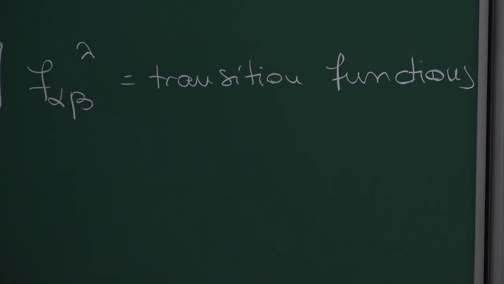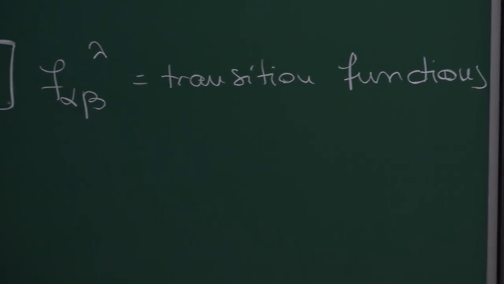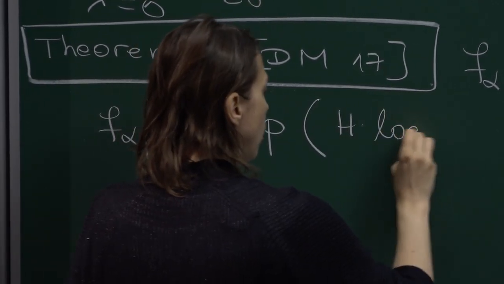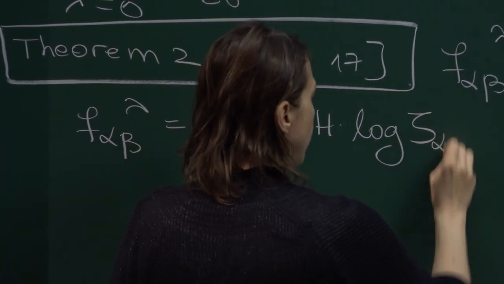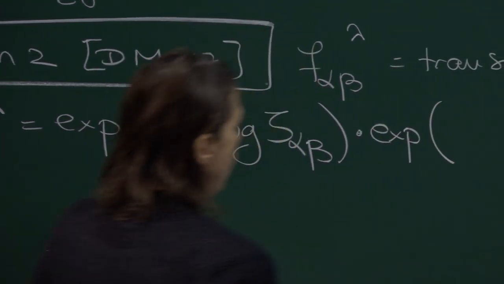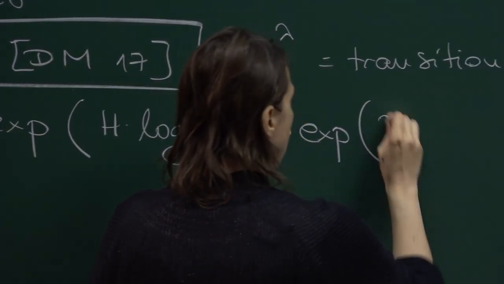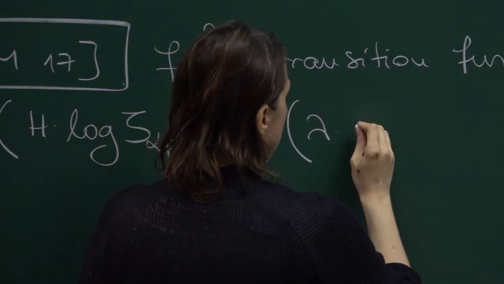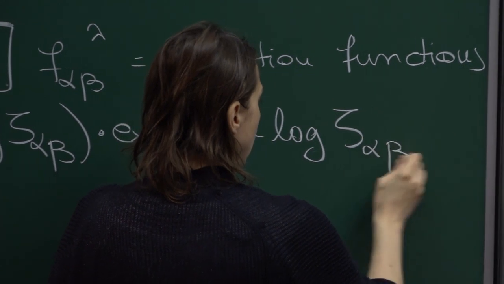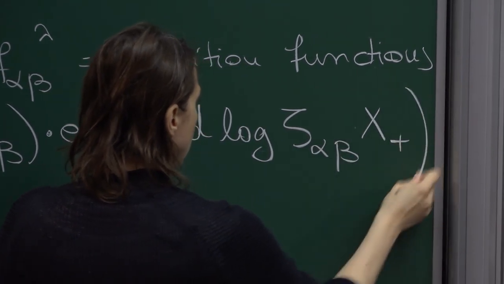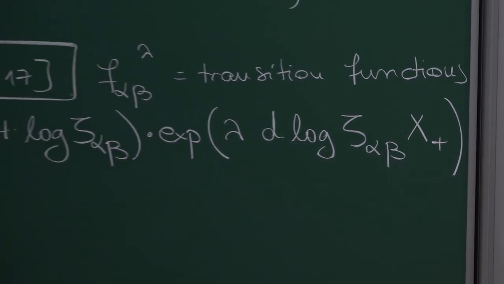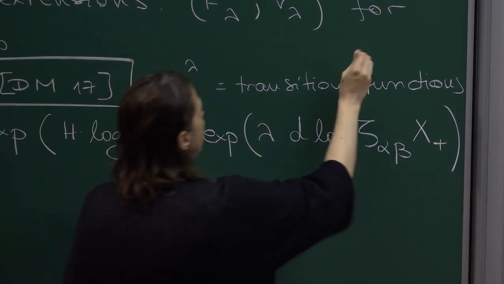To be defined as exponential of h times logarithm of z alpha beta times exponential of lambda times d log of z alpha beta times x plus. So these are the transition functions for V lambda.